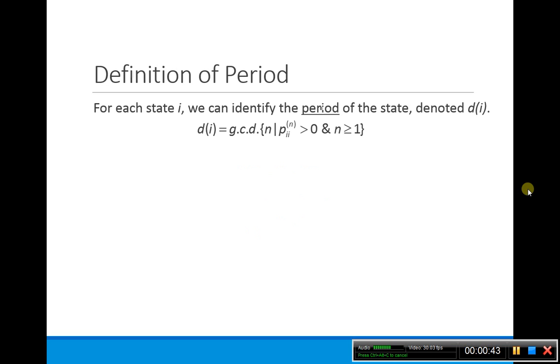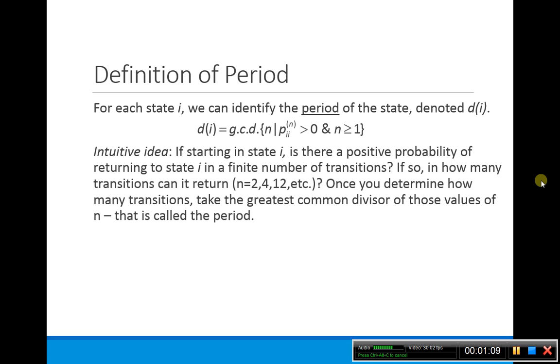So let me give you the definition of period. For each state i, the period of the state is denoted by d(i). And it's the greatest common divisor of all the values of n such that the probability of going from state i to state i in n steps is positive, and n is greater than or equal to 1. So this is a little bit hard to grasp: what in the world are we talking about and how do we find our period?